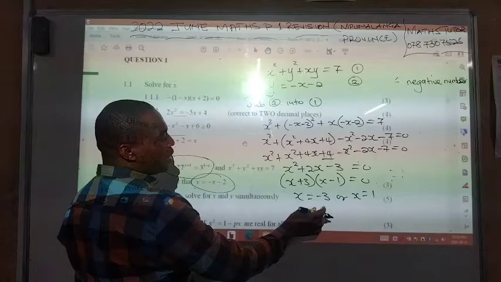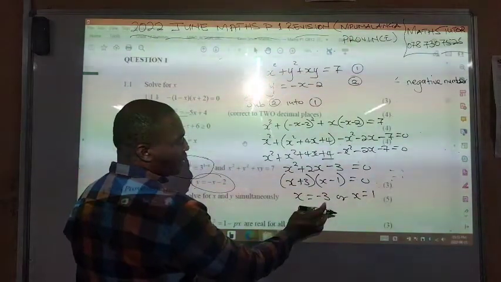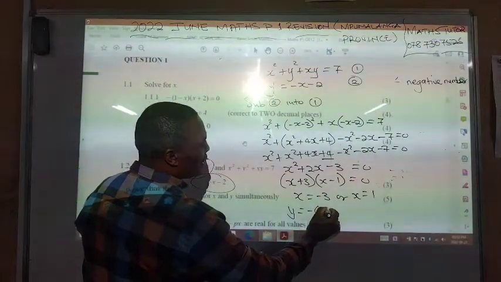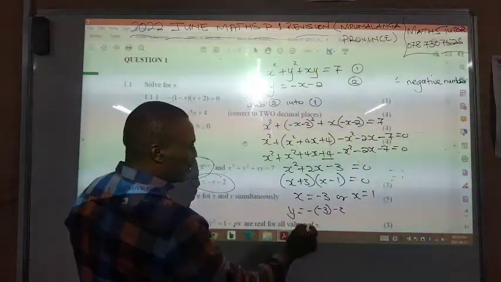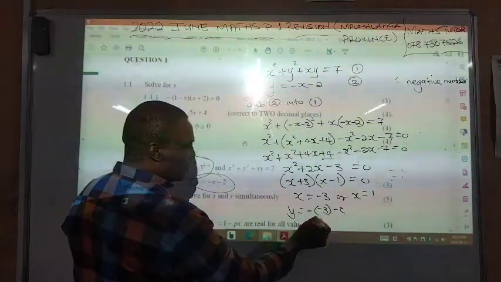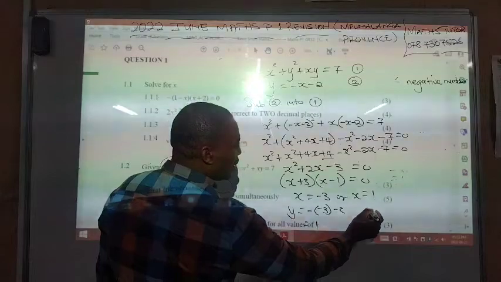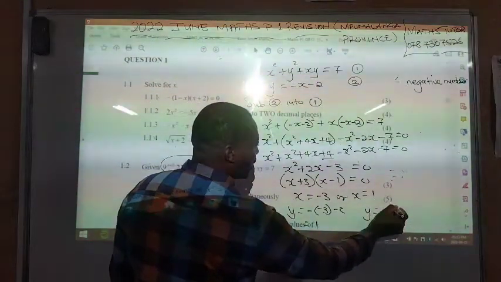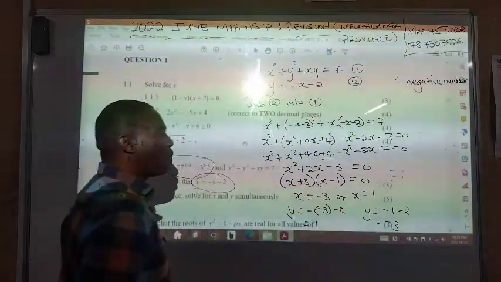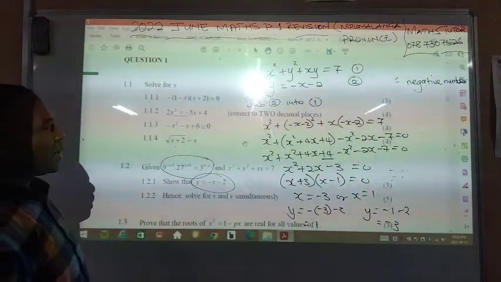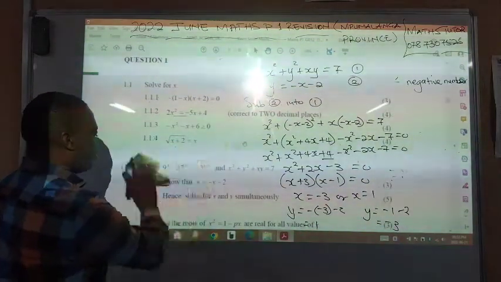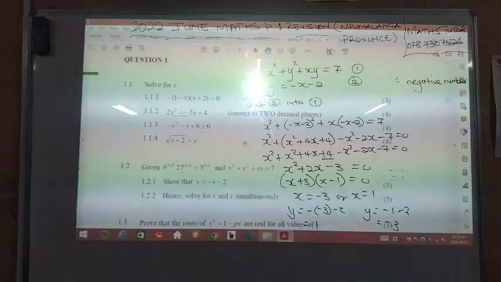Alright, then now we need the values of y. So when x is negative 3, y will be negative 3 minus 2. That is positive 3 minus 2, that will be 1. And then y will be 1 minus 2, that will be negative 1 when x is 1. And then we can say we are done with the solving of this equation. Now moving on to 1.3.